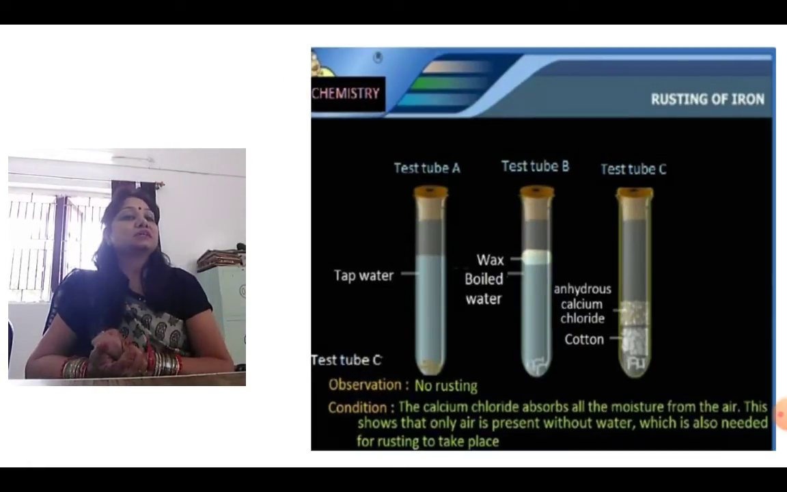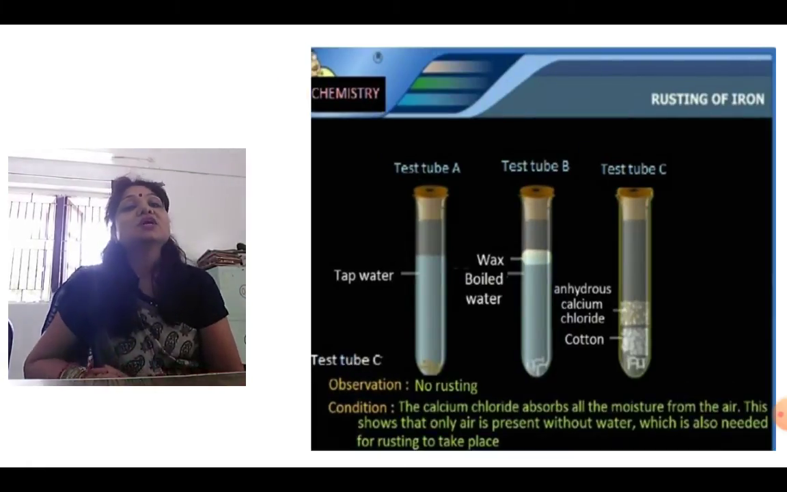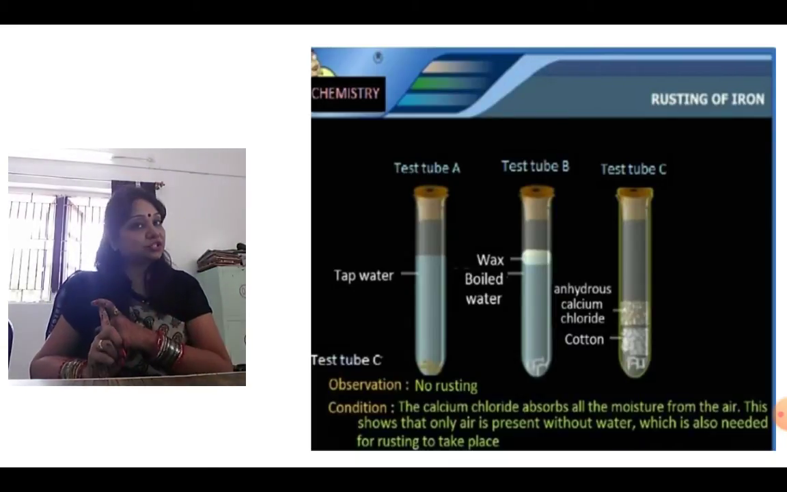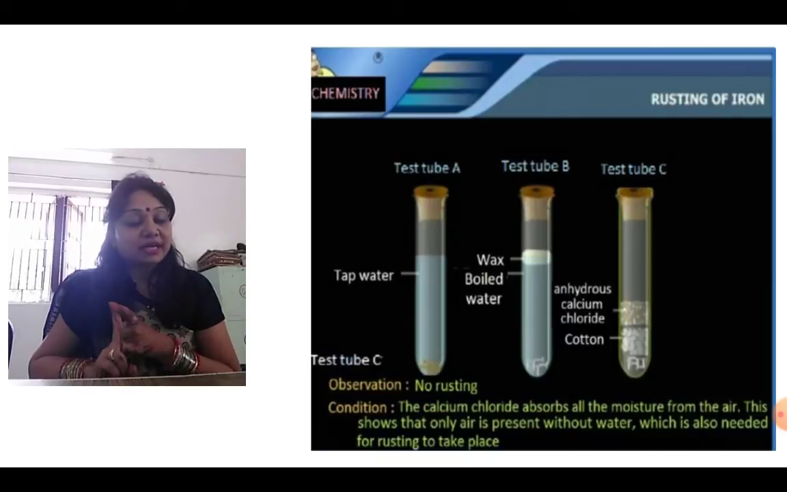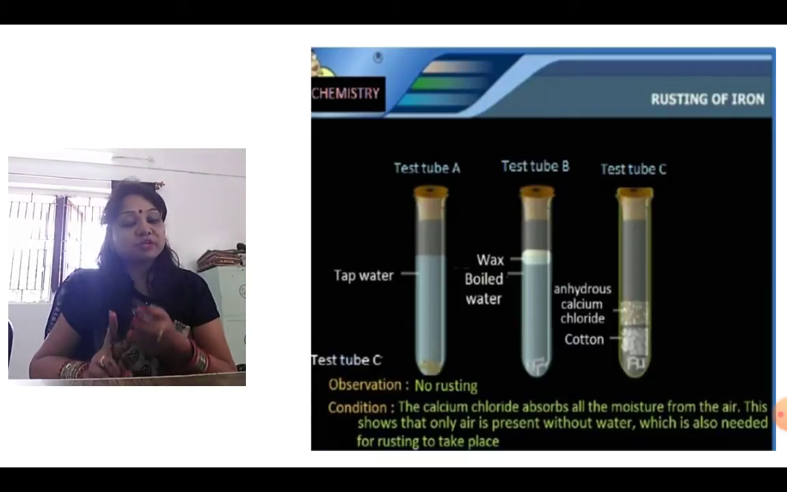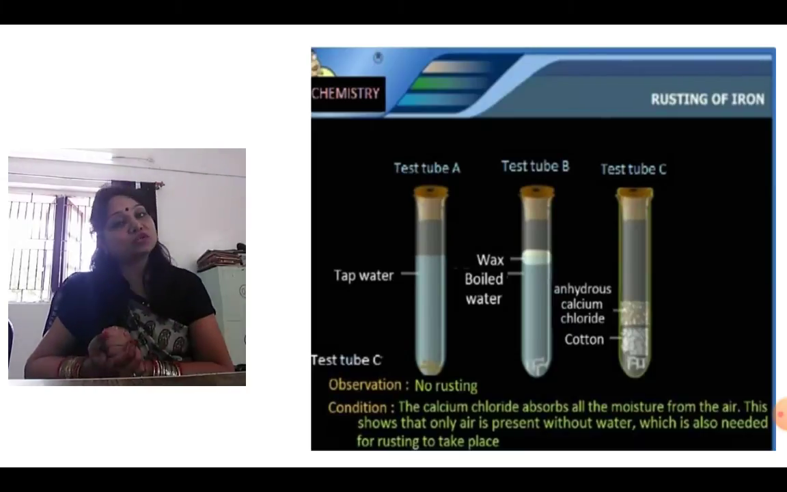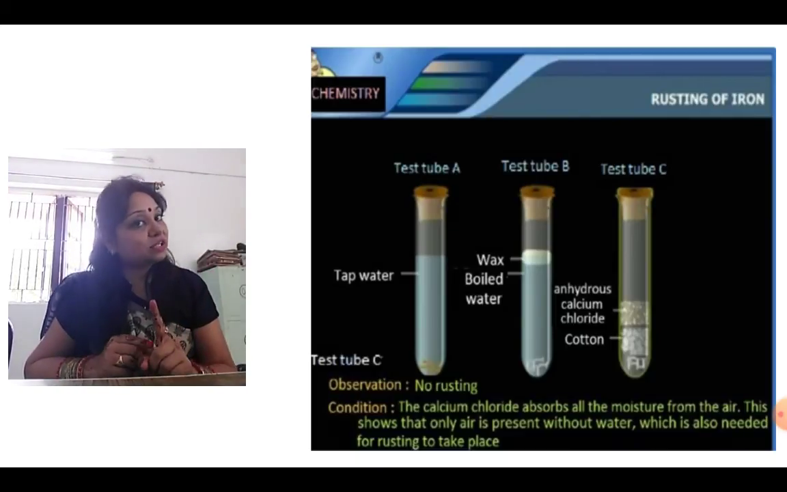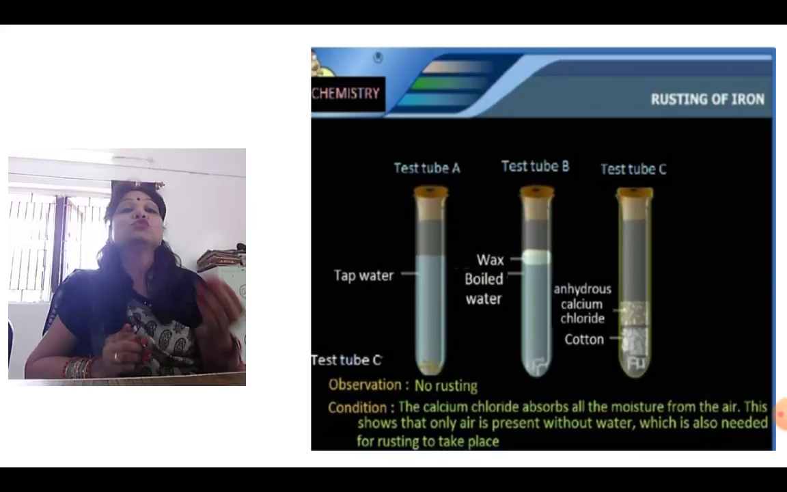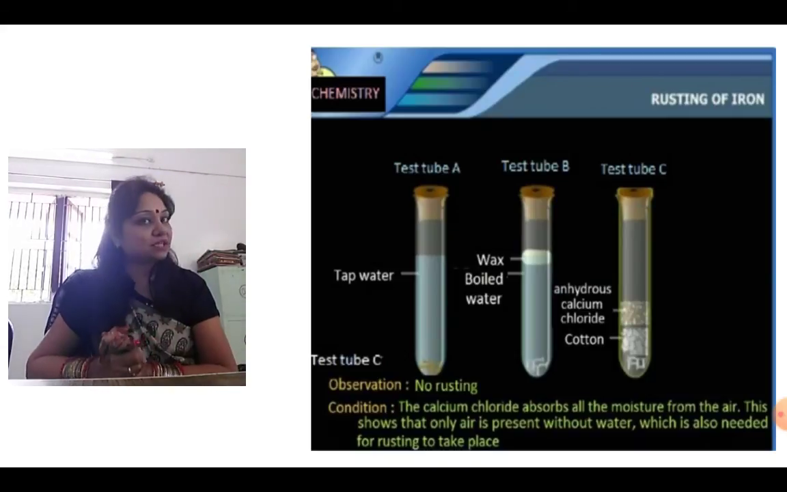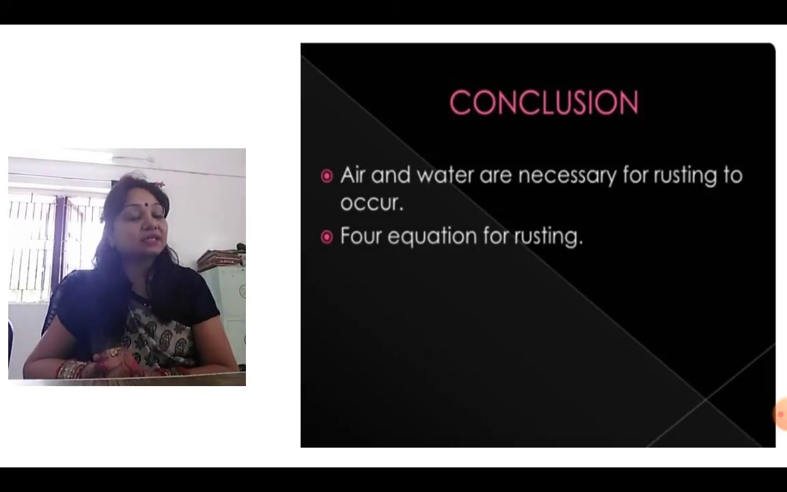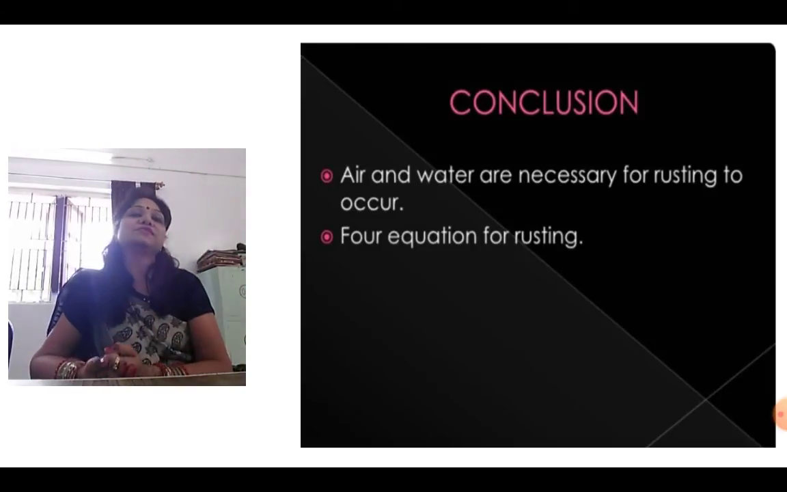Now in test tube C, again no rusting. Why? Because calcium chloride absorbs all the moisture, and we know the conditions for rusting are moisture and air. Air is there but moisture is not, because the calcium chloride absorbs it. So again there is no rusting. Out of these three, rusting is there only in test tube A. When you come to school, we'll do this activity in the lab. So that was the activity explaining rusting and the conditions responsible for it.